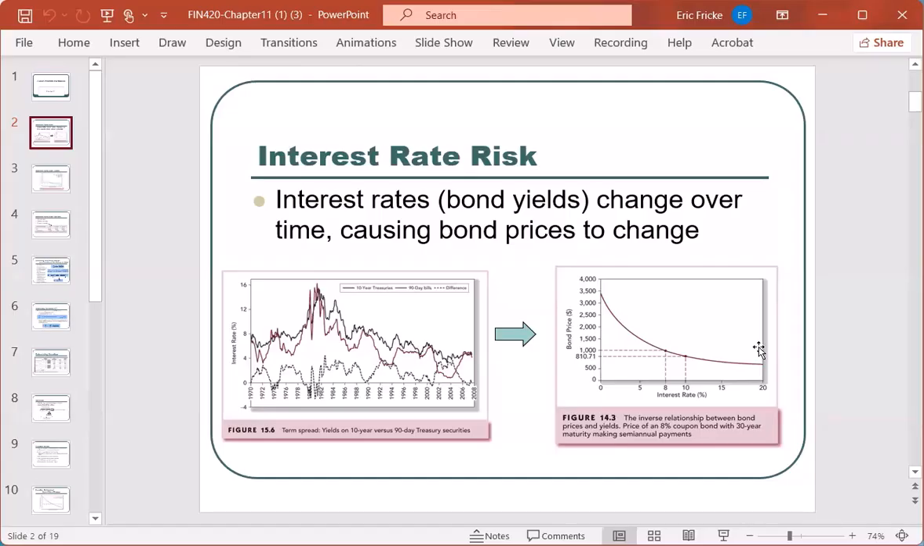Bond prices are heavily affected by interest rates. So we need to figure out how to measure this risk. Because if we're going to control the risk, we have to first figure out how to measure the risk. And then once we measure the risk, we can see what we can do to reduce it, right?